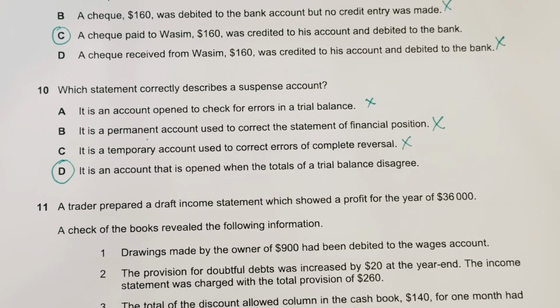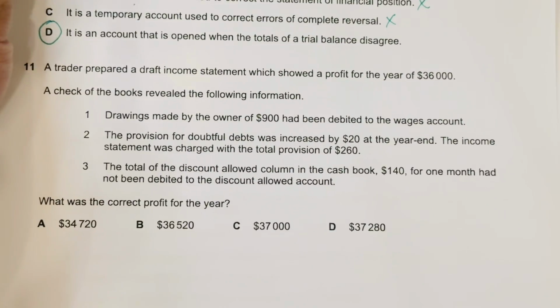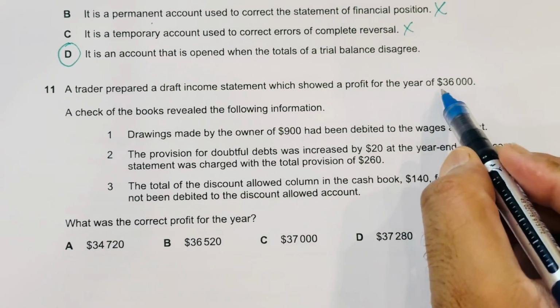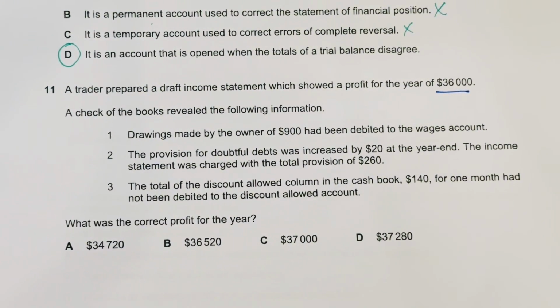Now we will move to the question number 11. A trader prepared a draft income statement which showed a profit of the year 36,000. Okay, we have a starting profit of 36,000.